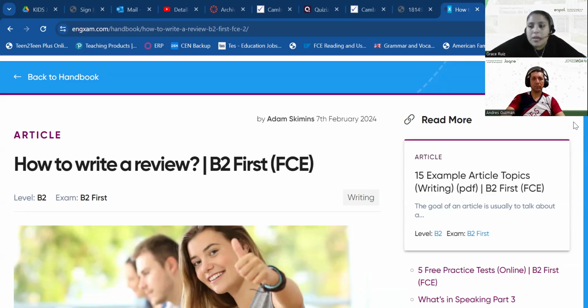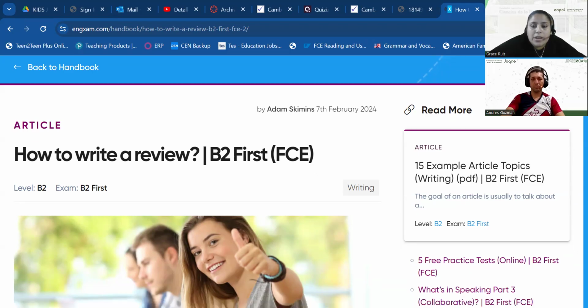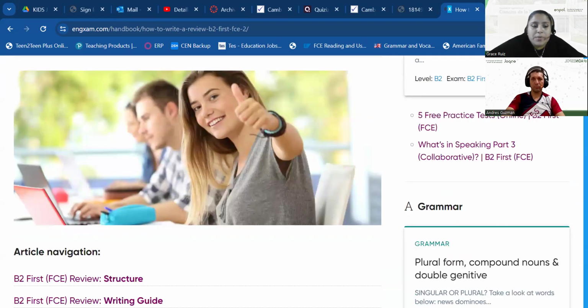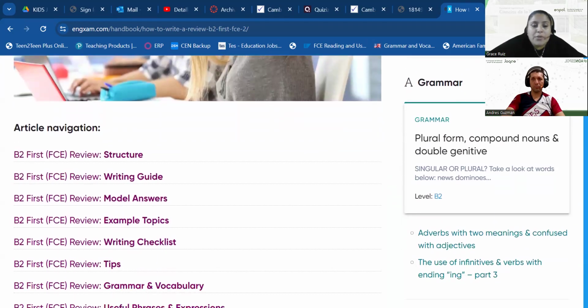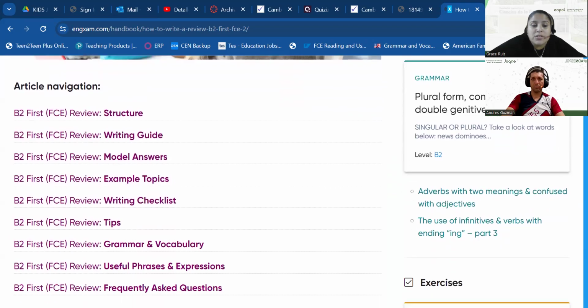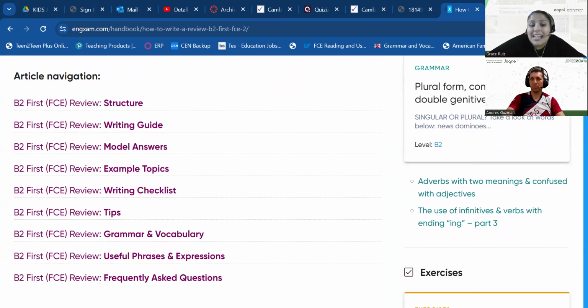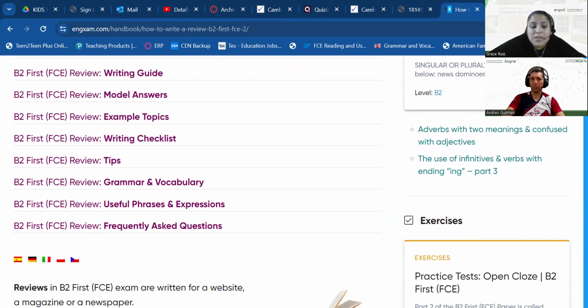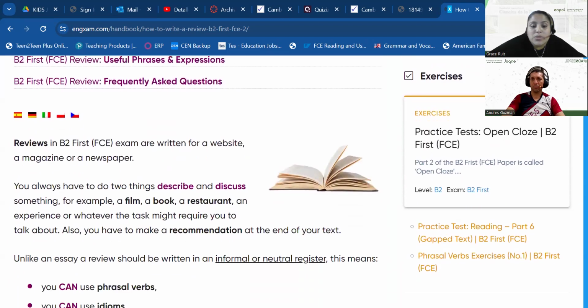Okay. So here it is. I shared with you the link also, so you could go on your own. But here is what I wanted to show you. In here we have the review structure. It tells you like our writing guide. It has model answers. You can see kind of an example of what is expected. And then we can go on to the other ones.